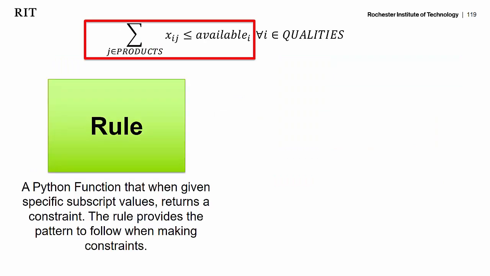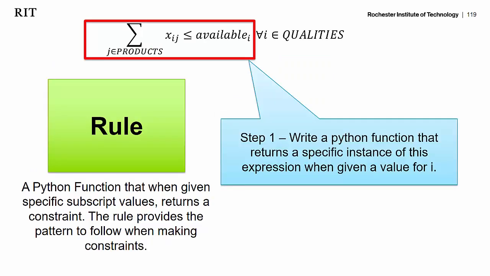So our rule is basically going to capture this expression for our constraint. When Pyomo calls this rule, it's going to return a value of this expression up here for a given value of i. So we're going to pass our rule a value of i, and it's going to return us a specific instance of this expression.